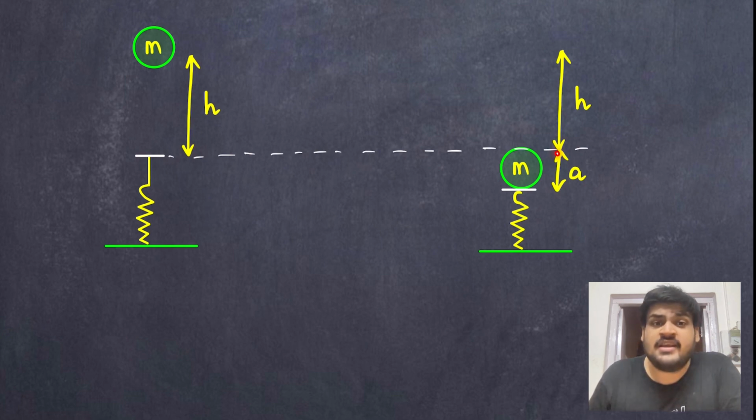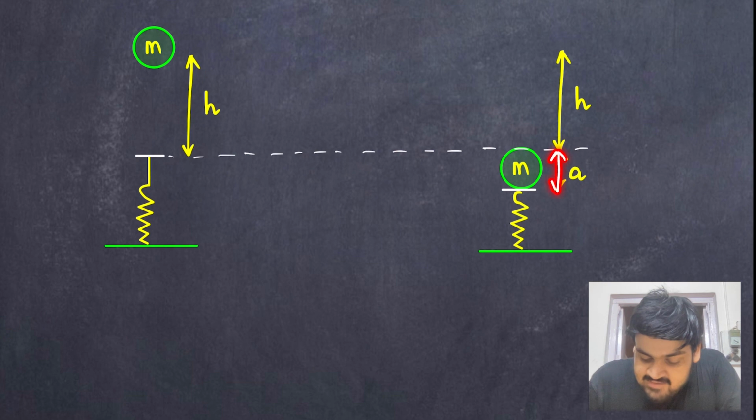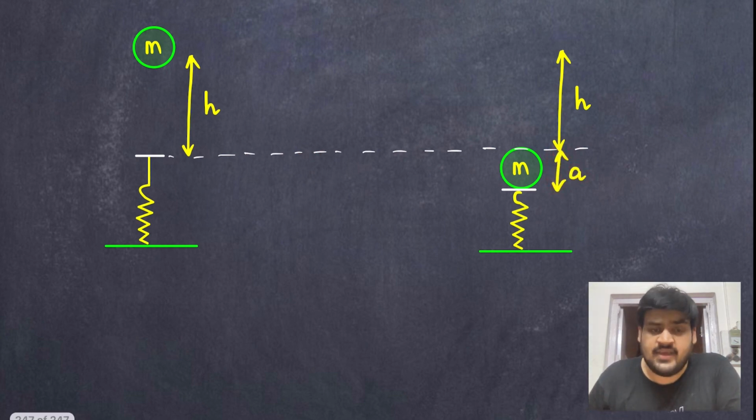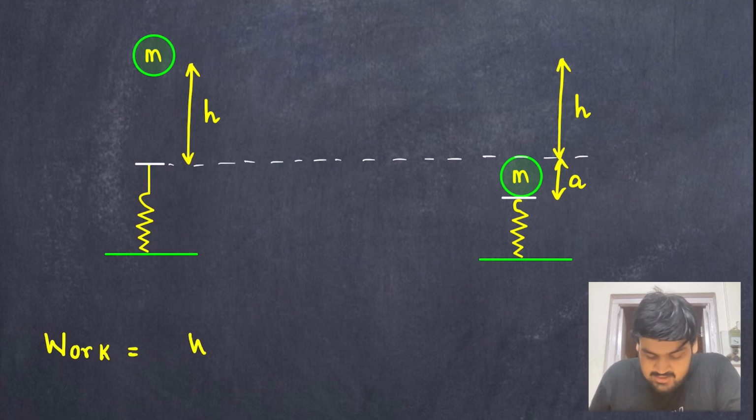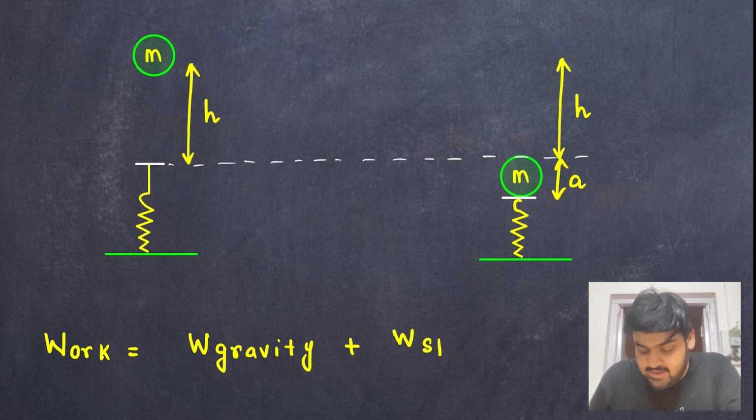Now the ball is falling, and it compresses the spring up to a distance a. So the top end of the spring finally got compressed by a distance a. We need to find the net work done, so the net work done will be the work done by gravity plus the work done by the spring.